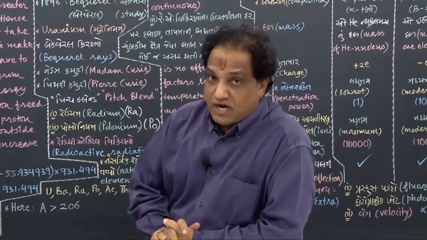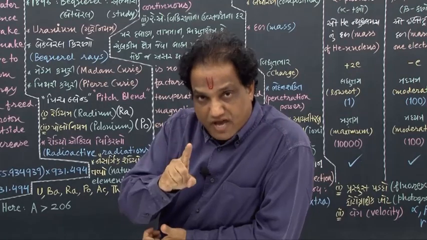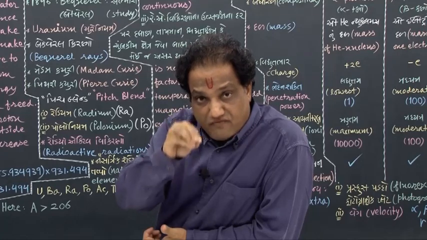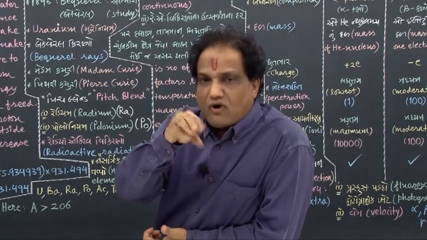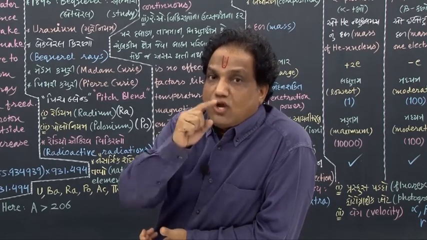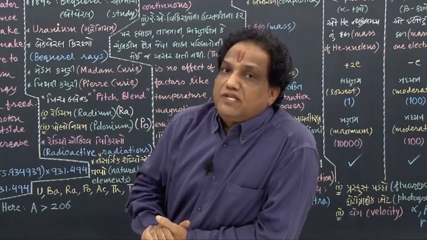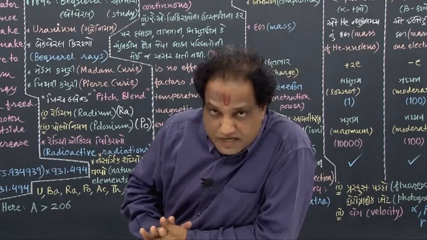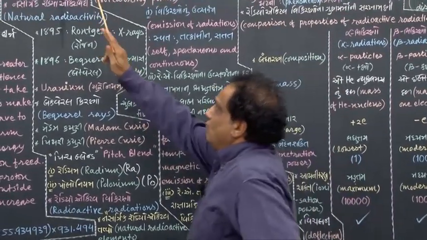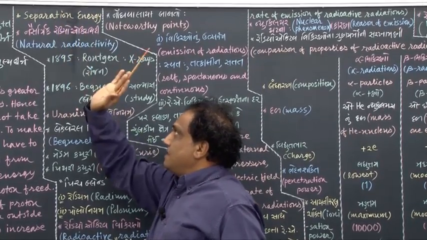Once again, let me remind you the meaning of binding energy per one nucleon. When all the nucleons in a nucleus are to be made free from their mutual binding, at that time the amount of energy required to supply to one nucleon is called binding energy per one nucleon. Correct? Fine. Now, what is called separation energy?